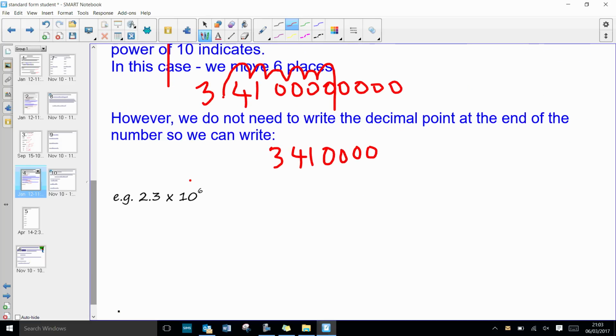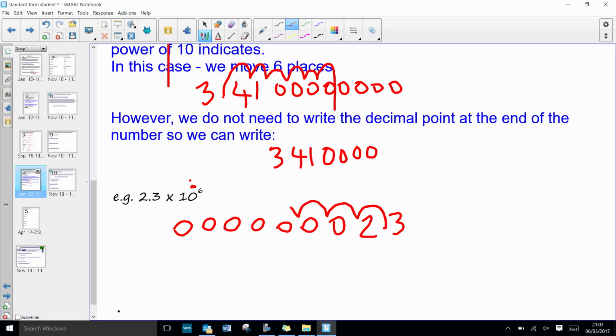Oh, let's make this a negative 6. So 2.3 times 10 to the negative 6. So this time, because it's a negative power, we know we're going to be moving our decimal point left. So we're going to write 2.3, and we're going to put some zeros this time to the left. So we're moving 6 places to the left. 1, 2, 3, 4, 5, 6. So this is 0.0000023. Now here I would put the 0 in front of the decimal point, and we do need the decimal point because it's a small number. Okay?